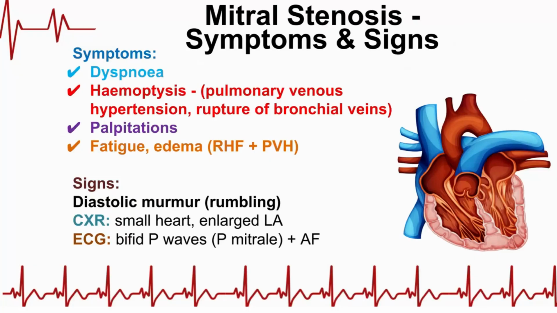Now, what are the signs and symptoms that the patient may come in with? So you have a patient in front of you. Some of the symptoms that you might see in a patient with mitral stenosis are dyspnea, or shortness of breath, hemoptysis, so blood in your sputum, palpitations or the awareness of a heartbeat, and fatigue or edema.